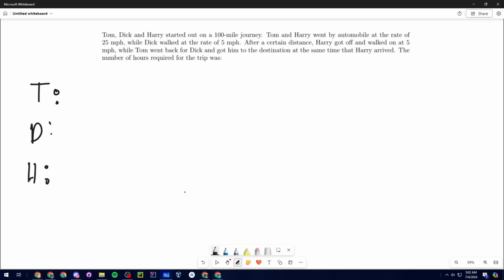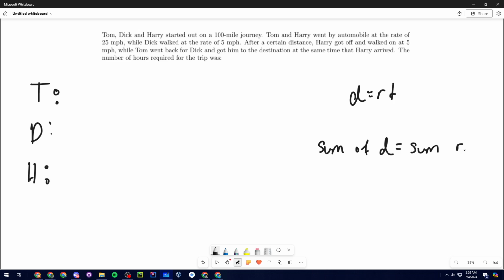Now, think of it this way. Just like D is equal to RT, the sum of distances, the sum of D, can also be represented as a sum of your different rates.